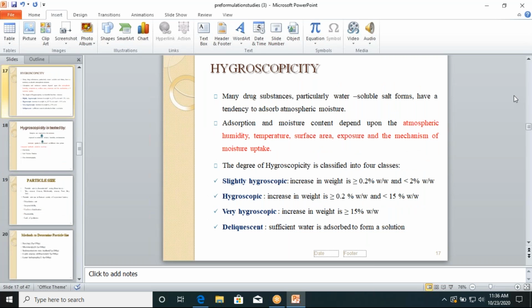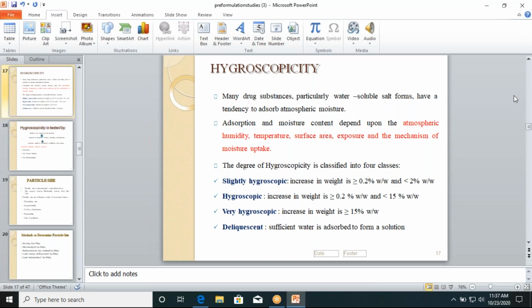Next one is hygroscopicity. Many drug substances, particularly water soluble salt forms, will have the tendency to absorb atmospheric moisture, as we have studied. The absorption and moisture content depend upon the atmospheric humidity, the temperature, surface area of the compound, exposure, and the mechanism of moisture uptake. These are the things that will determine the absorption and moisture content of a compound.